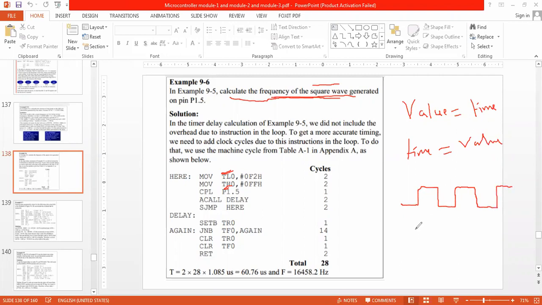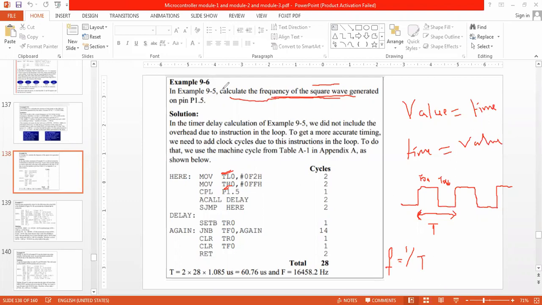The square wave is there. We need to calculate the frequency. How can I get the frequency? What is the way of finding the frequency? T on plus T off. This is the total time period T for one machine cycle, one clock cycle. Correct? So 1 divided by T will be the frequency.